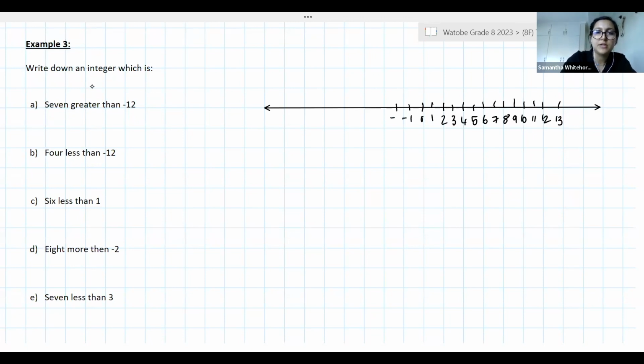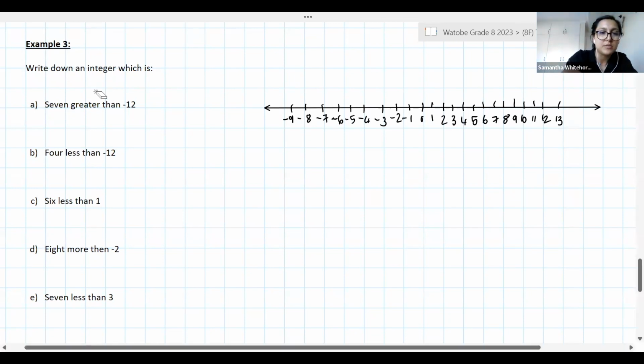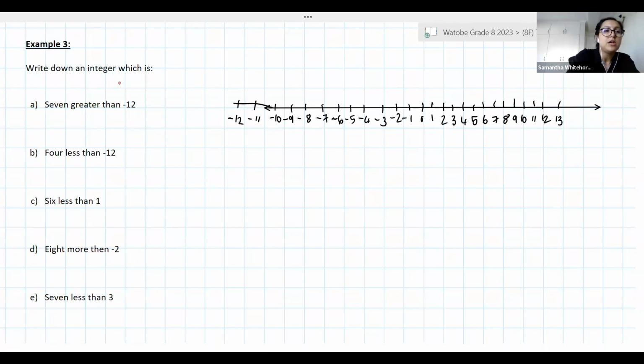Now, if we use our number line to figure out what this is asking us, it's very easy. We're going to use it in a very similar way to what we did for the pattern example, because all it's telling us to do is either add to or take away from a specific value. Here, I'm just going to pretend that this carries on. They have told us in the first question, 7 greater than negative 12.